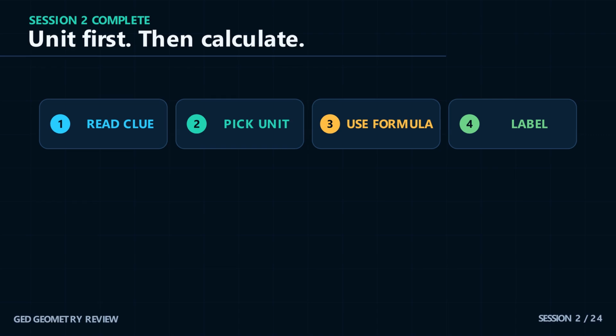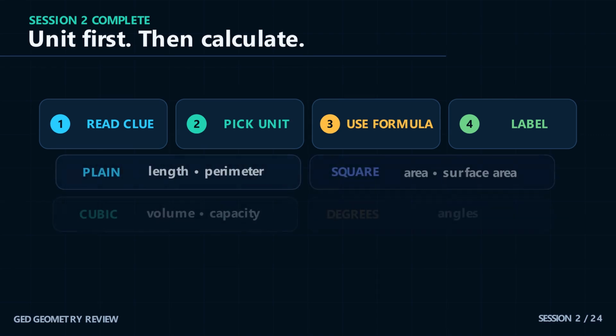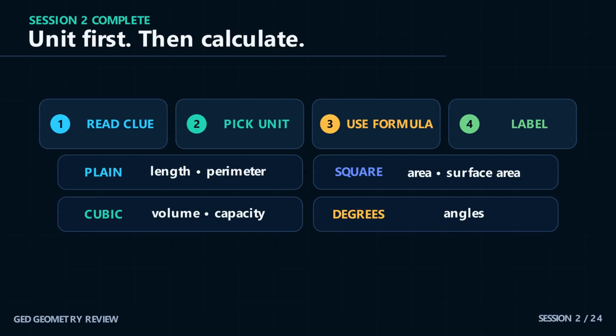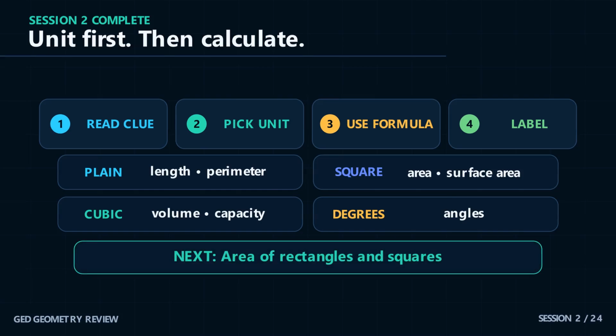Plane units go with length and distance. Square units go with flat surfaces. Cubic units go with filled space. Degrees go with angles. Slope is unitless when matching units cancel. Predicting the unit before calculating will catch many GED mistakes. In Session 3, we will use square units to find the area of rectangles and squares.